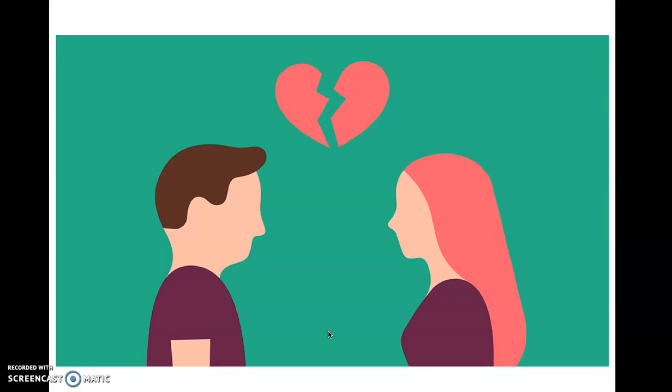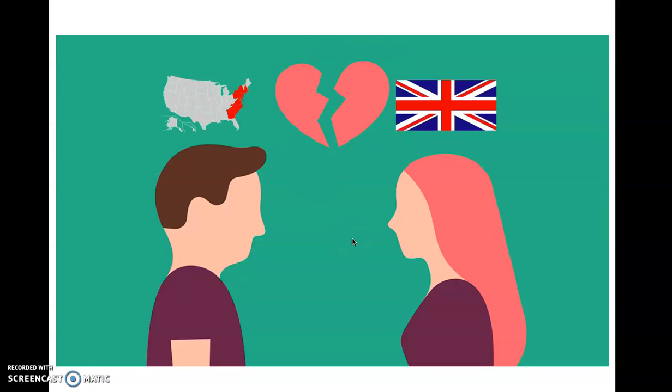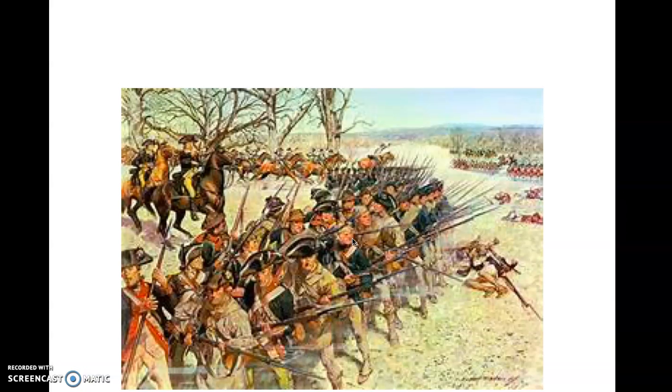So after a while, the 13 colonies decided they wanted to break up with England. They did not want to be in a relationship with the King of England anymore, even though early on, many of them still enjoyed being part of England. So there was war. On the 19th of April, 1775, American Revolutionary soldiers fought against the British soldiers.